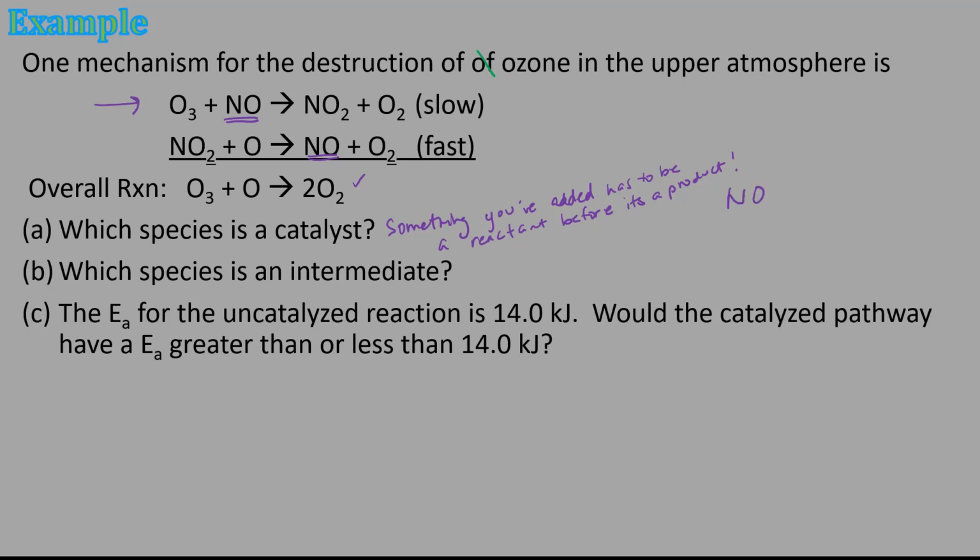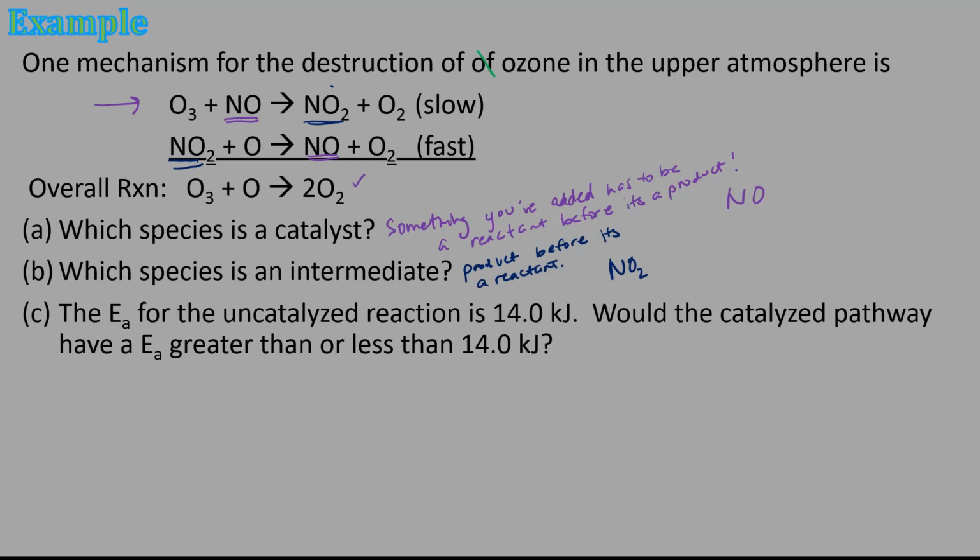nitrogen monoxide. All right, and then it says which species is an intermediate. Well, the intermediate is going to be a product before it's a reactant. So this is a product before it's a reactant in the steps. So this right here, NO2, is going to be an intermediate.